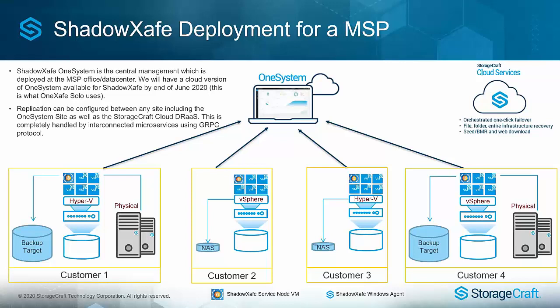But very basically, this is what you're going to look at: each different customer, completely multi-tenant based management from OneSystem. Today, OneSystem will need to be deployed at your office or in your data center, and then this will manage all of your different customers. Coming later this year, towards the end of June, we will offer a StorageCraft hosted public OneSystem. And of course, we'll have a migration process to help partners move into that version if they would prefer.